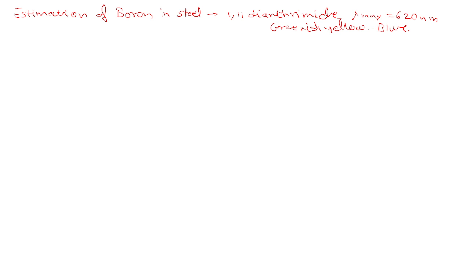Rest of the things are mentioned in the book. The procedure is given. The reagent dianthrimide is used, and in the same way you have to plot the calibration curve for the standard as well as the unknown sample, and you can find it.